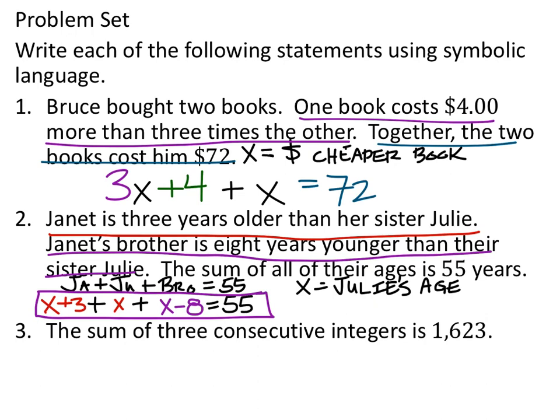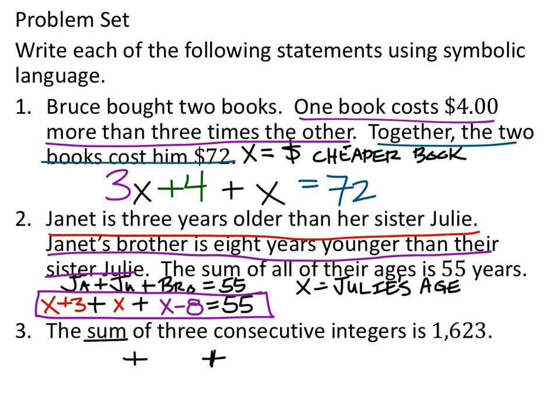All right, take 1 minute with your neighbor and try number 3. The sum of 3 consecutive integers is 1,623. Go. The sum of 3 consecutive integers is 1,623. So we've got 3 integers and it's a sum, so we've got to add these together. I know I'm going to be adding 3 values, and then we just fill in the spaces with whatever we get.